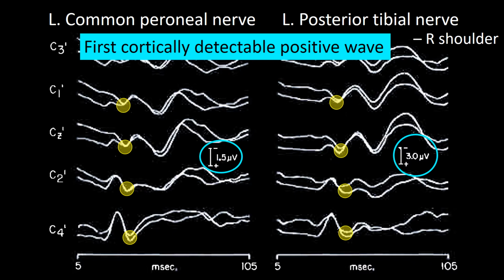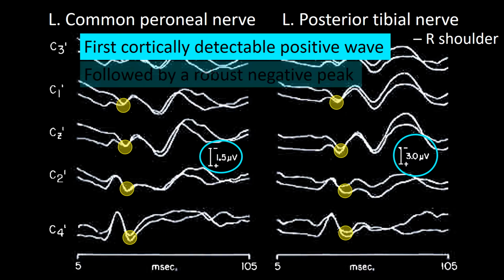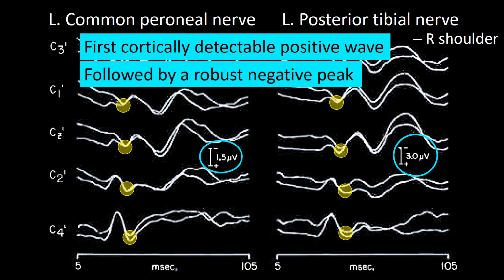The second clue for finding the major cortical somatosensory evoked potential wave is to make sure that the main positive wave is followed by a robust negative peak, as is the case in this frame and in these studies.